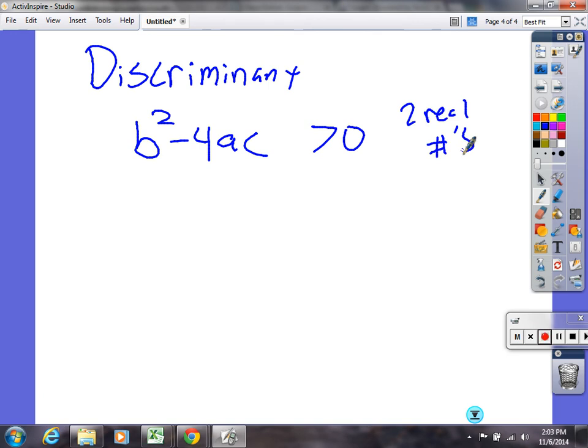If your discriminant is greater than 0, you're going to have two real solutions. What is the other kind that we had? I'm going to go to equal 0 first, and then less than 0. There's going to be one, and there's going to be two. So when we had one that was equal to 0, how many solutions did we have? One real solution.